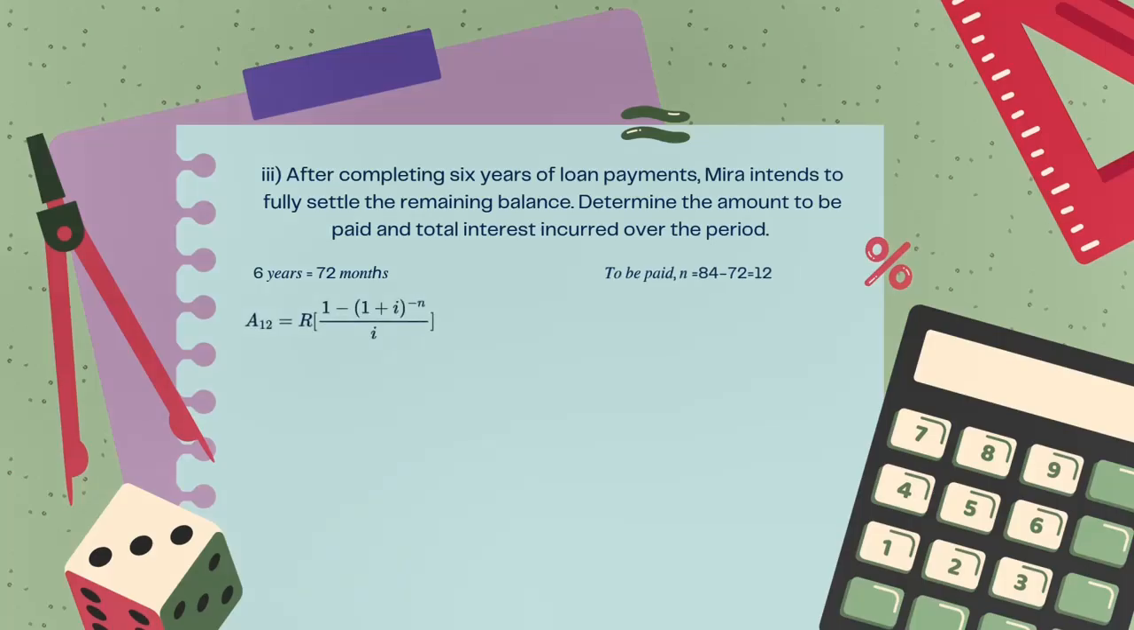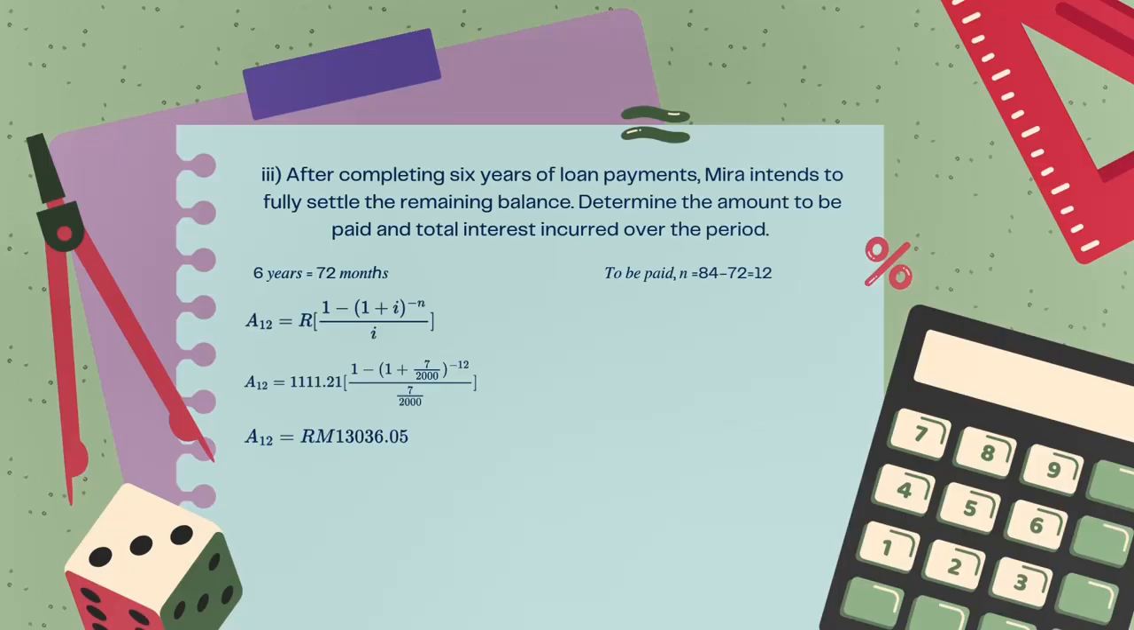We are going to use the formula A12 equal to R, bracket, 1 minus, bracket, 1 plus i, bracket, power of negative n, divided by i, bracket. A12 equal to 1,111 ringgit 21 cents, bracket, 1 minus, bracket, 1 plus 7 over 2,000, bracket, power of negative 12, divided by 7 over 2,000, bracket. A12 equal to 13,036 ringgit and 5 cents.